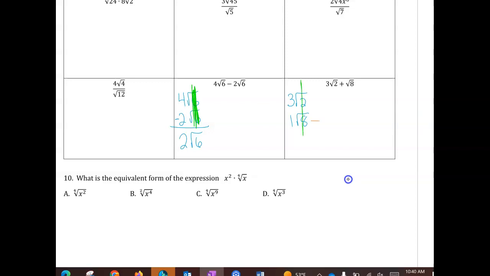So I'm going to go to the 8. Here's the 1. I can break 8 down to the square root of 4 and the square root of 2. The square root of 4 can become a 2. That multiplies the 1. And now I can bring this over. And now I have like terms. So if I add these up, I get 5 square root of 2. All right, let's go to our houses.